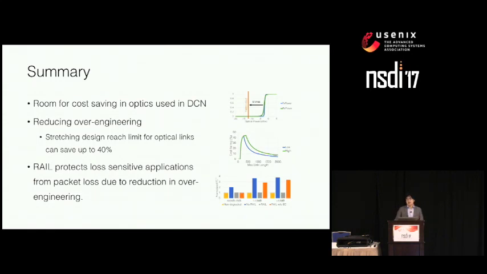So in summary, what we have found from our large-scale measurement study is that we have a huge room for cost savings in optics used in data center networks. And we have explored one concrete way to reduce over-engineering. That is to stretch the design reach limit of optical links. And this approach can save up to 40% of the total data center network cost.